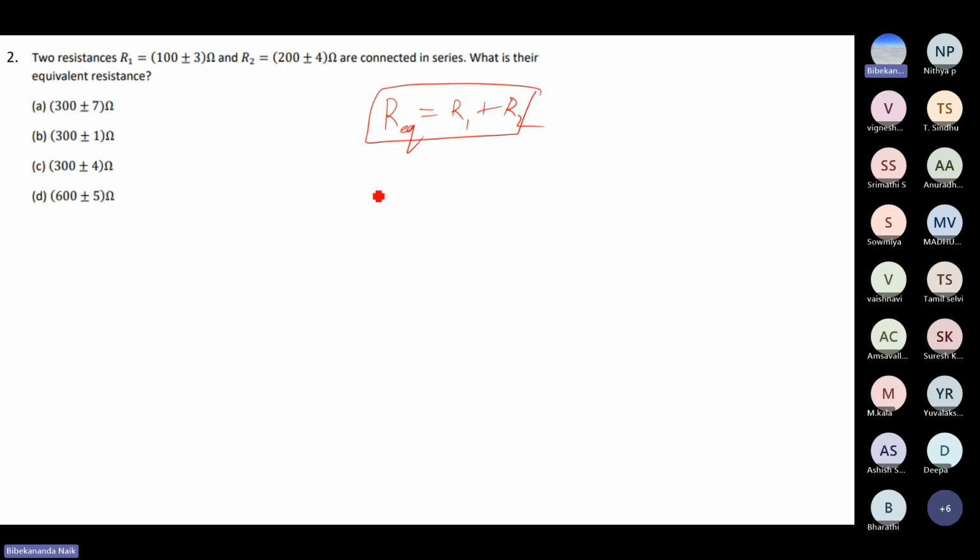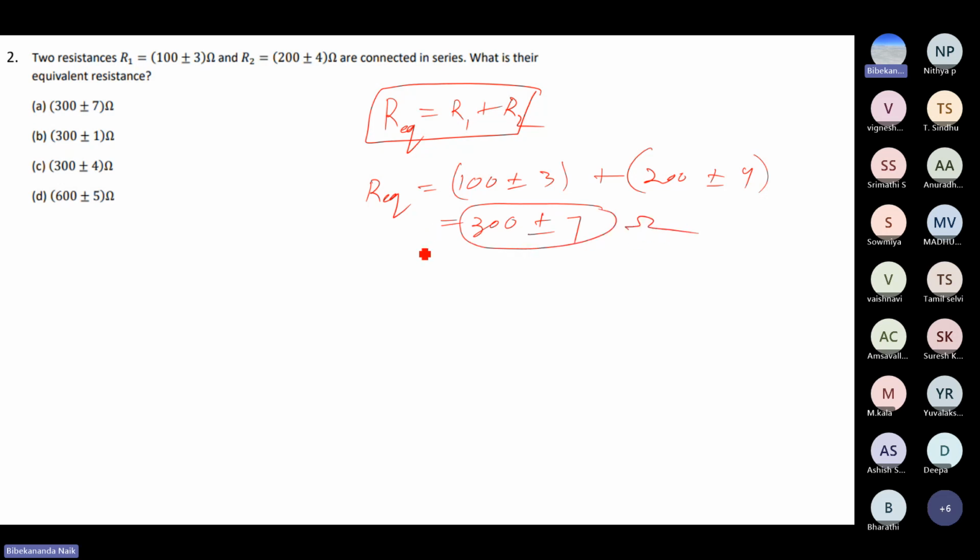So R equivalent will be R1 is 100 plus minus 3 plus 200 plus minus 4. So these two values, 100 plus 200, will give you 300, and then these two uncertainties, 3 and 4, will give you 7. So this is 300 plus minus 7 ohm. So the equivalent resistance will be 300 plus minus 7 ohm.